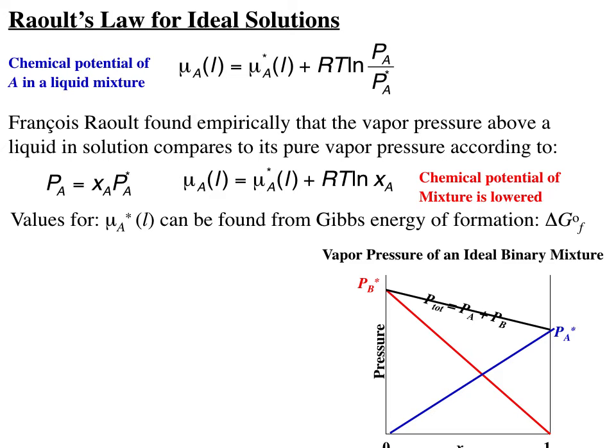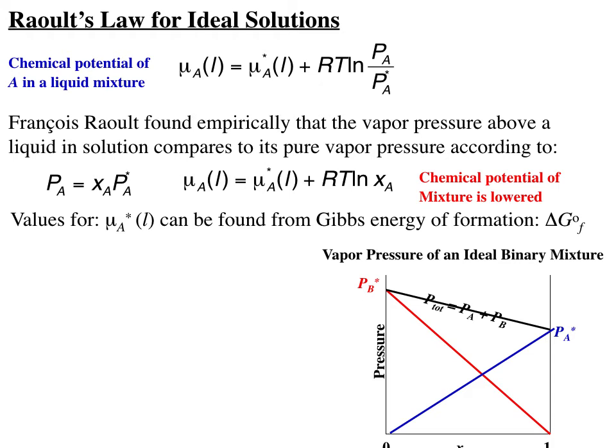So there's a nice linear relationship between the variation of PB with mole fraction as well as there is for PA with mole fraction. Now, of course, at all times, the total vapor pressure above the solution must be equal to PA plus PB, and that must run from the vapor pressure of pure B when there is no A present down to the vapor pressure of pure A when there's no B present.